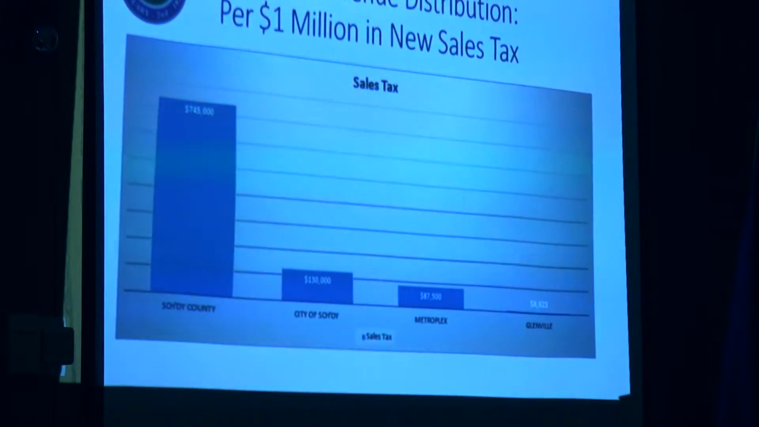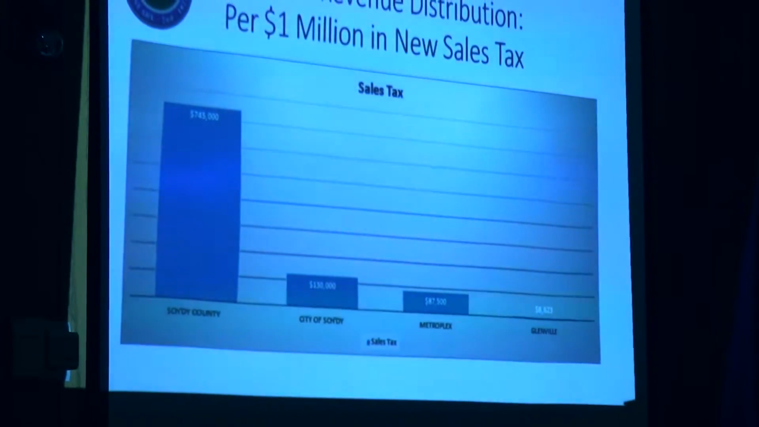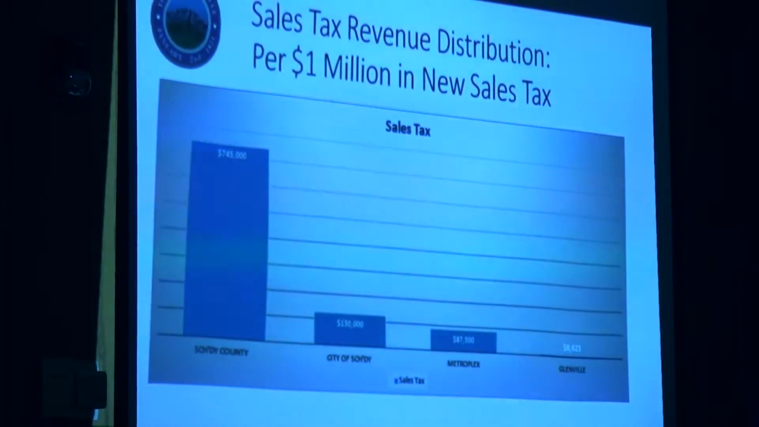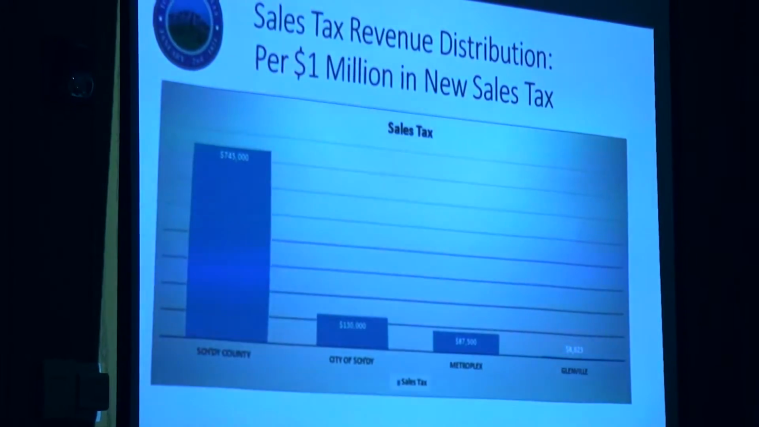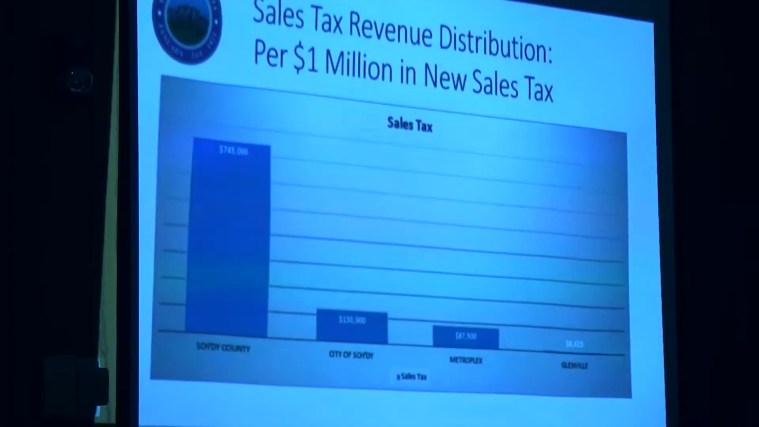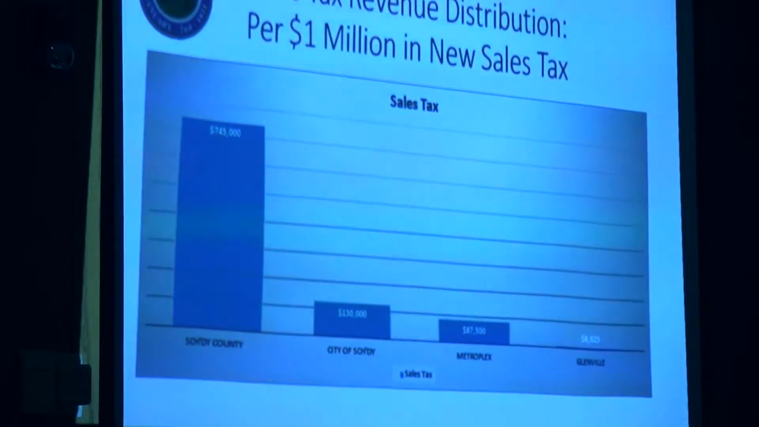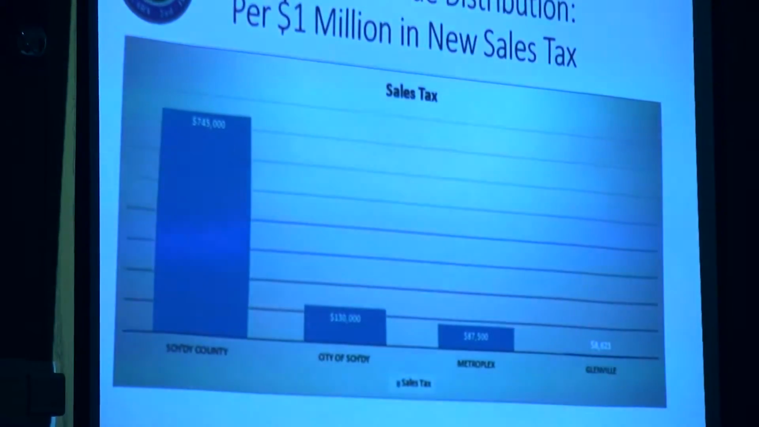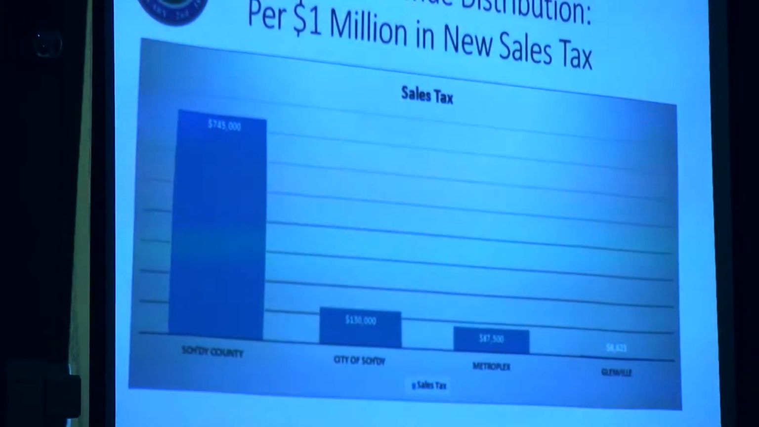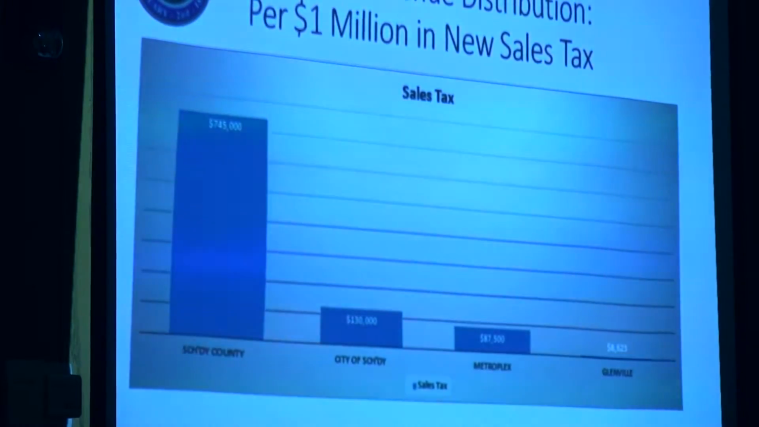When you talk about sales tax, you saw on the slide it's our second biggest revenue line, sales tax. $1 million is generated typically in new sales tax from a Target store. So we decided to use Target for obvious reasons. Of the $1 million generated, almost 75% goes to Schenectady County. They take $745,000 of that generation. The city of Schenectady gets another 130, so they get their 13%. Metroplex, which is a county entity, gets another 87,500, so they get their almost 9%. And Glenville barely even registers at $8,000.